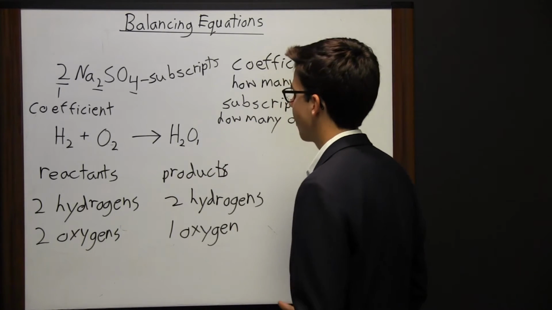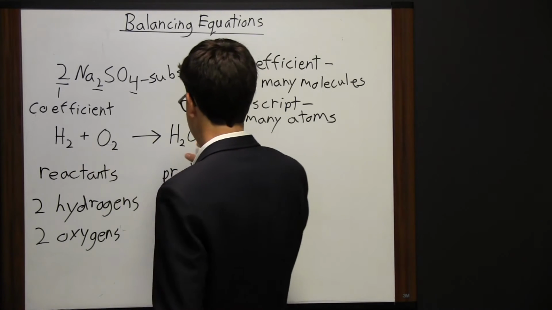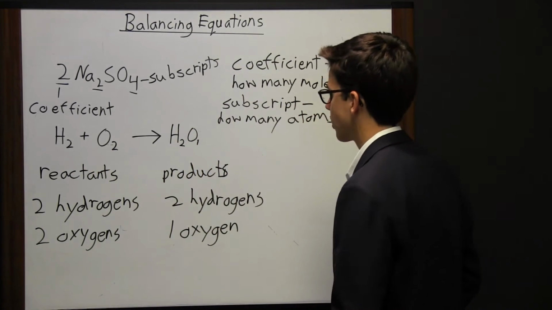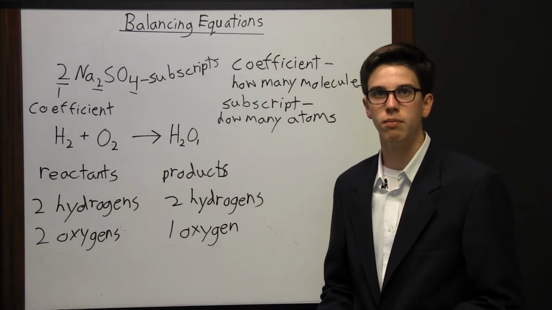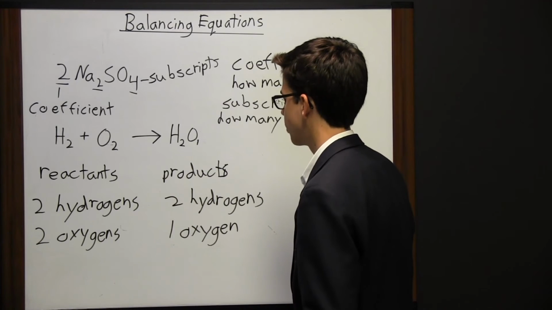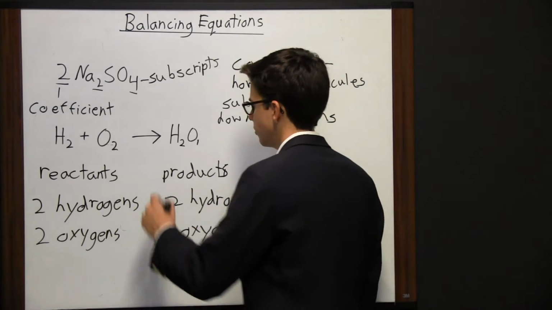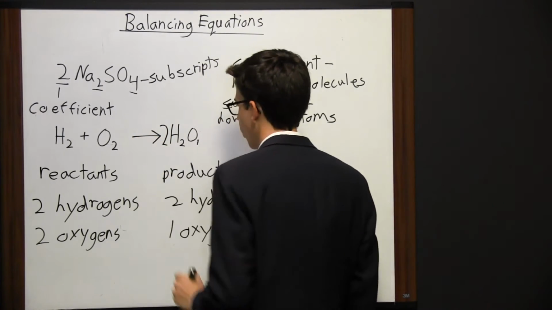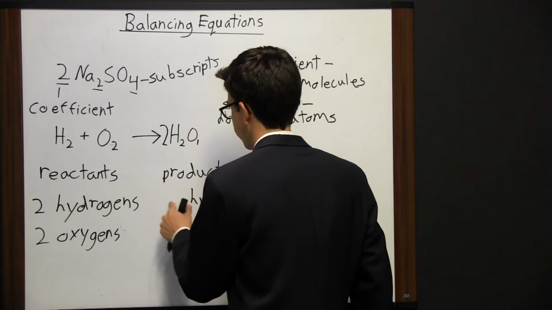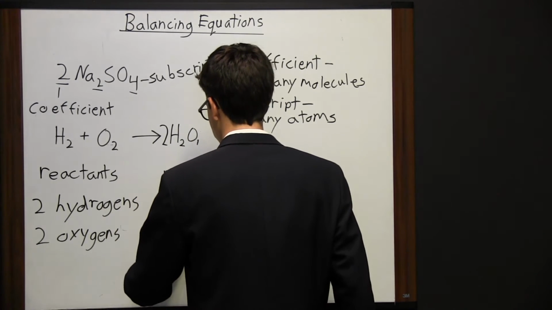And so in order to balance this, we can't change the subscripts, because the easiest thing to do would just be to change that 1 to a 2. But we can't do that because we'd alter the chemical makeup. And so we have to alter the coefficients. So what we can do here is put a coefficient of 2 in front of water. So now we have 4 hydrogens over here, and we have 2 oxygens.